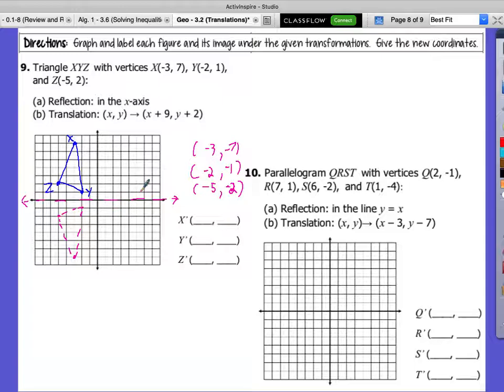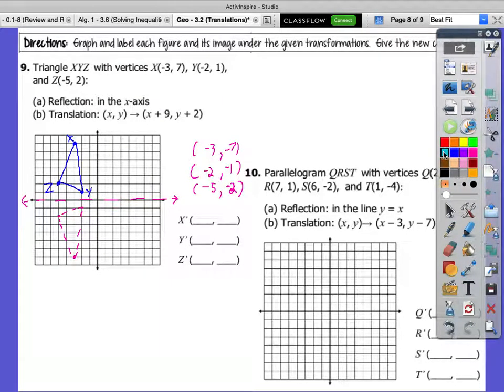I'm confused. I thought we were doing the over and then up thing. We are, but we did the reflection first. This time we're doing a reflection and a translation. Okay, now we're gonna do the translation. So now that we have our reflection, we can do our translation.